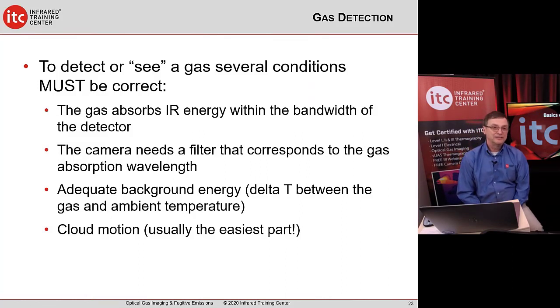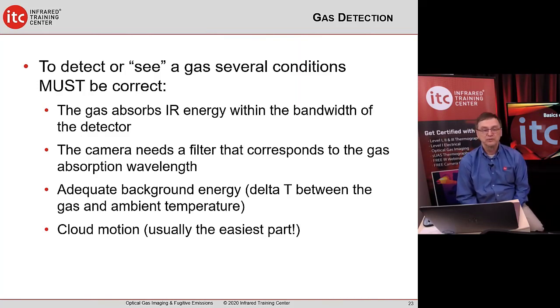There has to be energy for the gas to absorb. If we took a gas leak inside the basement of a building, and everything's the same temperature there, we would have a very difficult time seeing it. We might see some change in the index of refraction of the air, but it would be very difficult. So we need some energy there, and we need a filter that corresponds to the gas absorption wavelength.